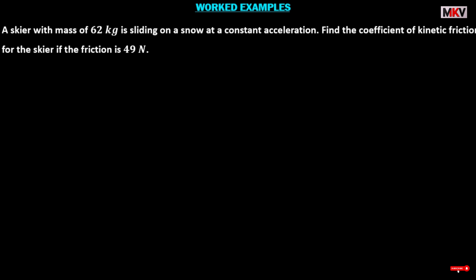Now let's look at the solution for this problem. We state the parameters we have in the question. We have the mass of the skier, then we have the kinetic friction, which is 49 newtons. The mass is 62 kg. So we know that kinetic friction Fk is equal to mu k times n, which is the normal force.